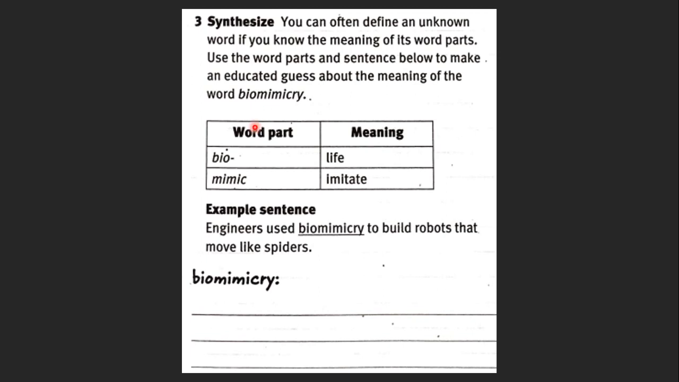So for example, take a look at this sentence right here. This sentence helps us to understand what this word means. It says here, engineers used biomimicry to build robots that move like spiders. So spiders are an example of a living thing, and engineers are trying to copy what spiders do. Hence, we have the term biomimicry. So this is our example sentence, and you see how this example sentence helps us to understand what this word means. So now I want you to create your own sentence. Write your own sentence using the word biomimicry.